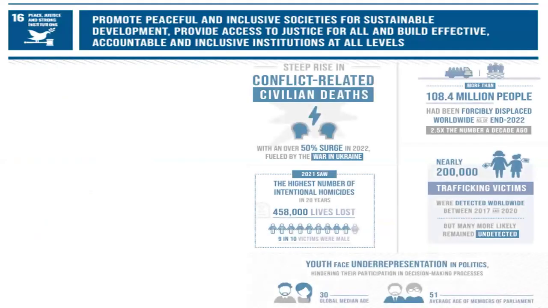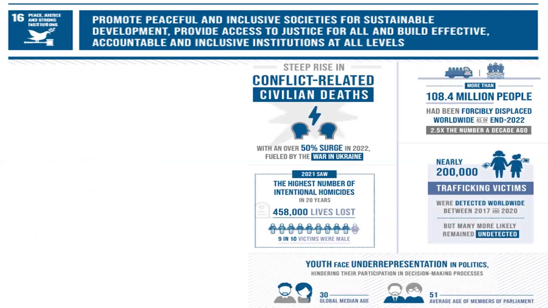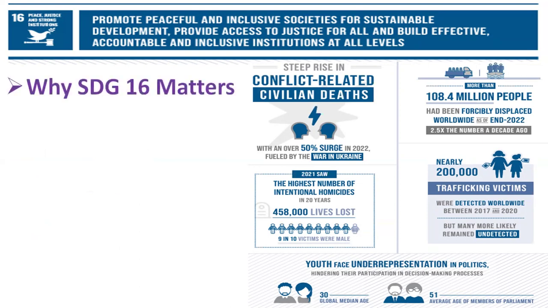SDG 16 is on peace, justice, and strong institutions, with a goal to promote peaceful and inclusive societies for sustainable development, provide access to justice for all, and build effective, accountable, and inclusive institutions at all levels. Why is it important? Because peaceful and inclusive societies, access to justice, and strong institutions are essential for sustainable development.